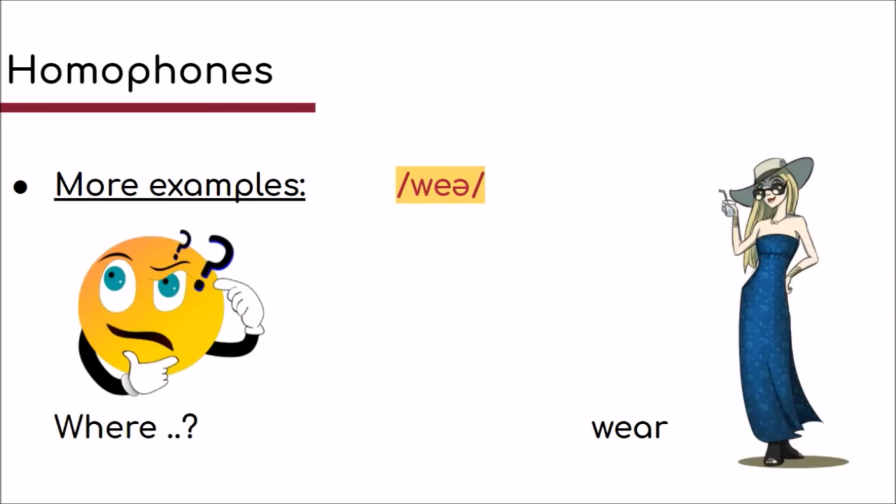And another example, where. Where as in the question word, or could be a relative pronoun. Where is the post office? Where is the cinema? When you ask a question, where. But also the verb wear. For example here, this woman is wearing a blue dress. She's wearing sunglasses and a hat. Wear, it's like the clothes you wear on your body.